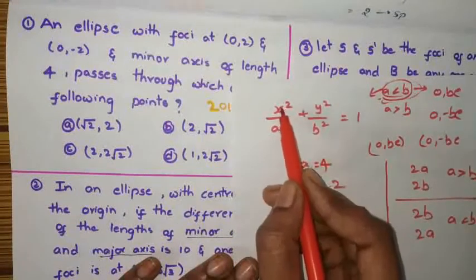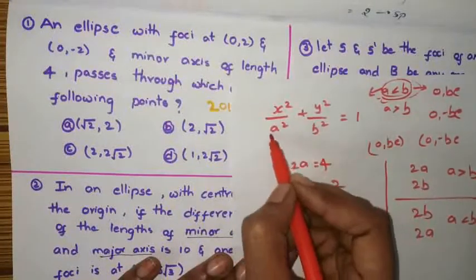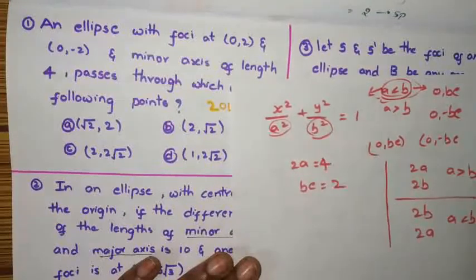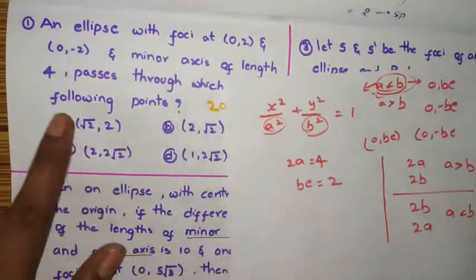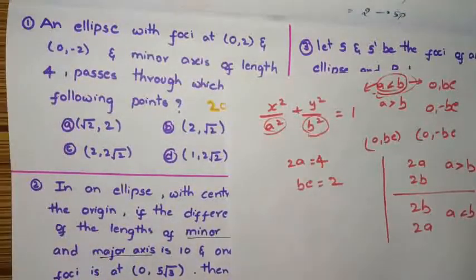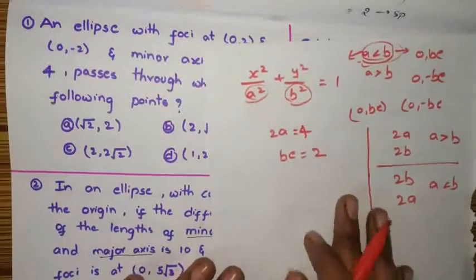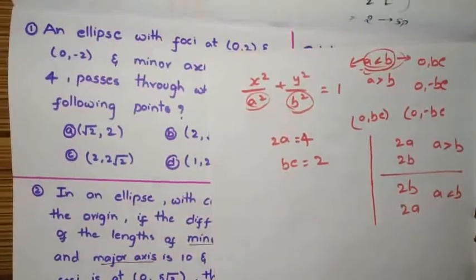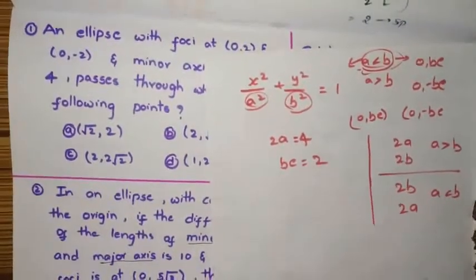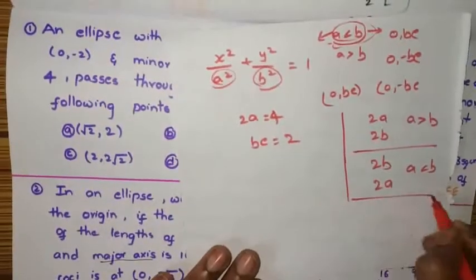What are the points on the ellipse we have to get? Suppose if you got these A and B values, then you will get the X and Y points, right? Substitute this X, Y and then you will get that, okay? So let me tell you. See, and one more thing is eccentricity.